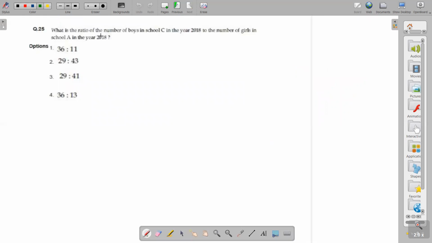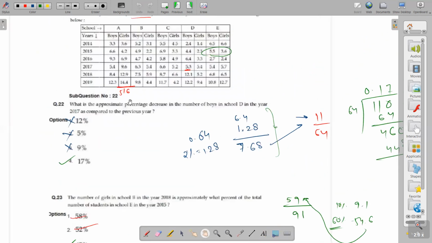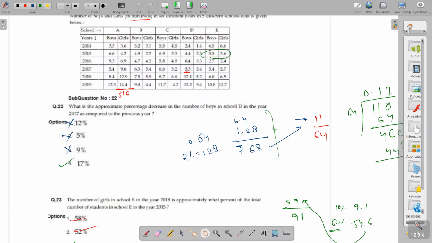What is the ratio of the number of boys in school C in 2018 to the number of girls in A in 2018? Again over here I can see these numerators are same, but the denominators are unique. So we just have to find the denominator. What is the denominator? Girls in A in 2018, 129.